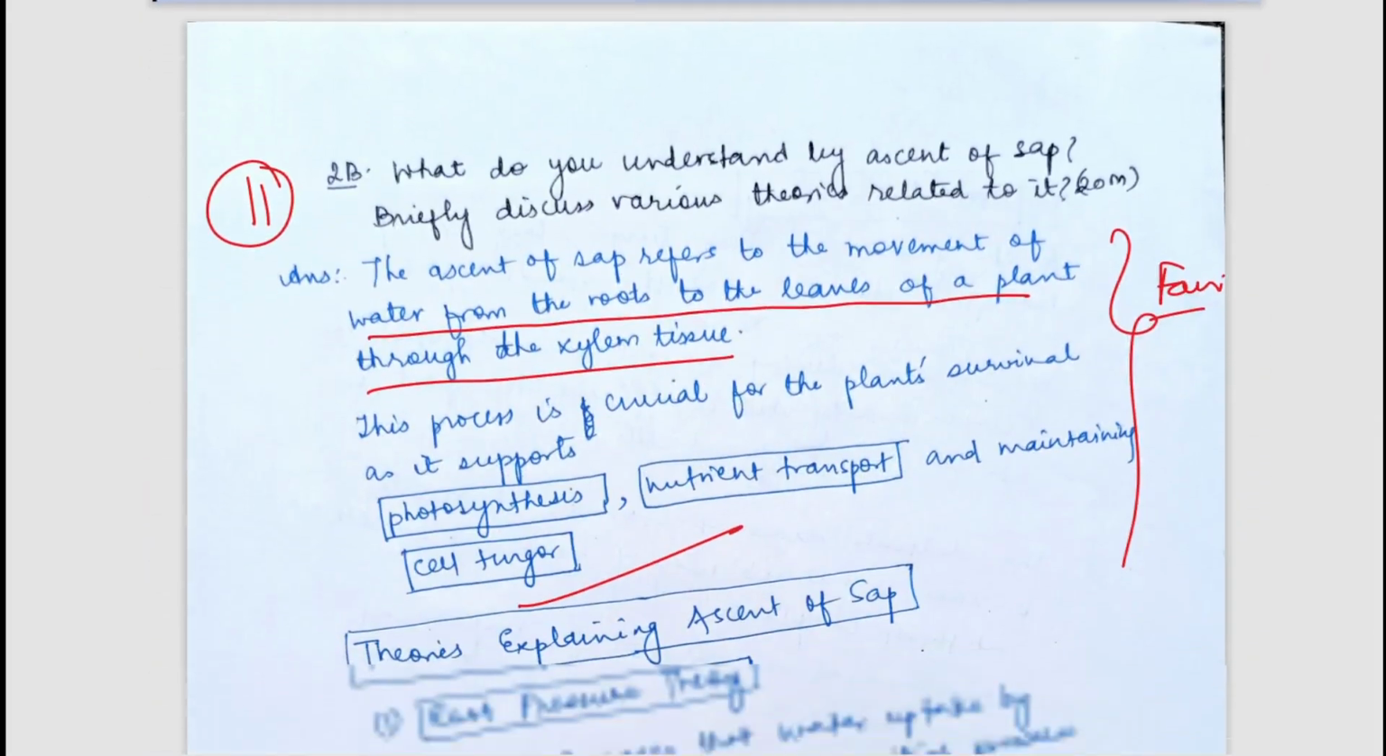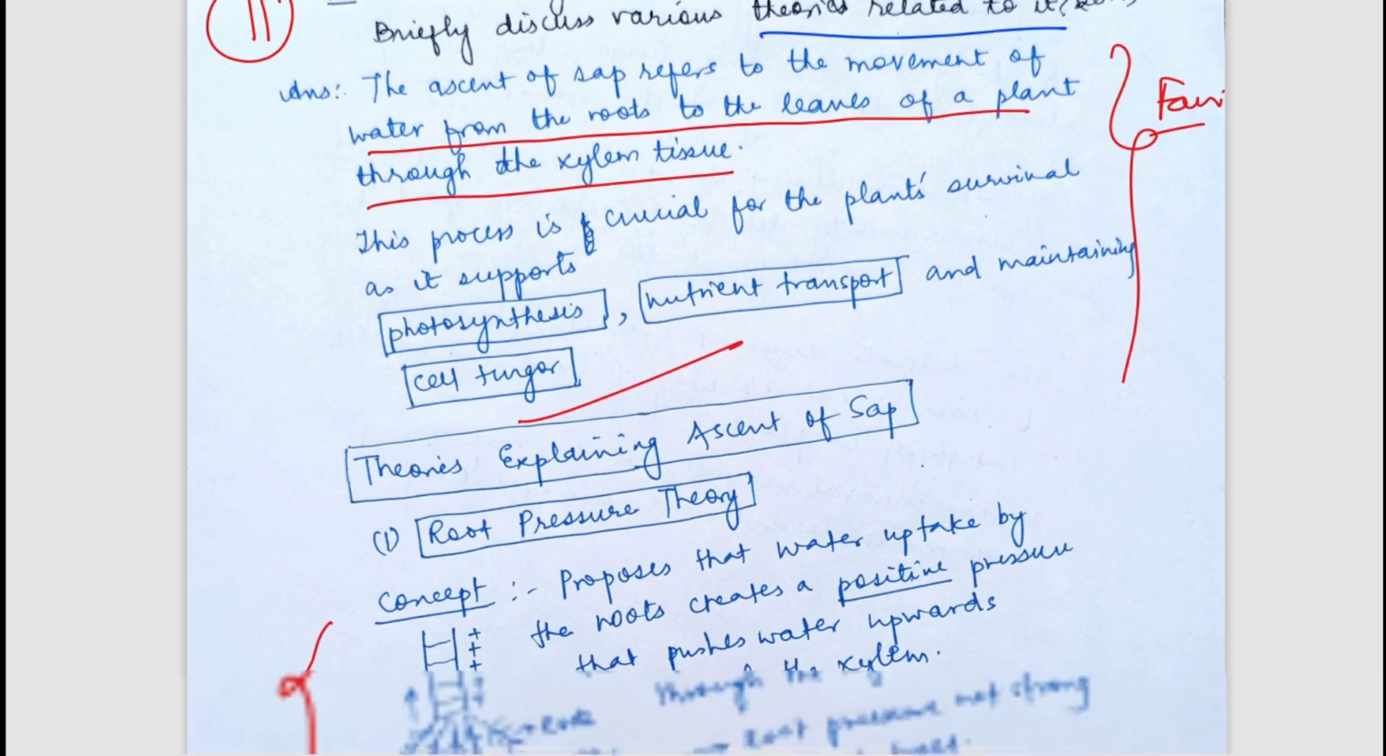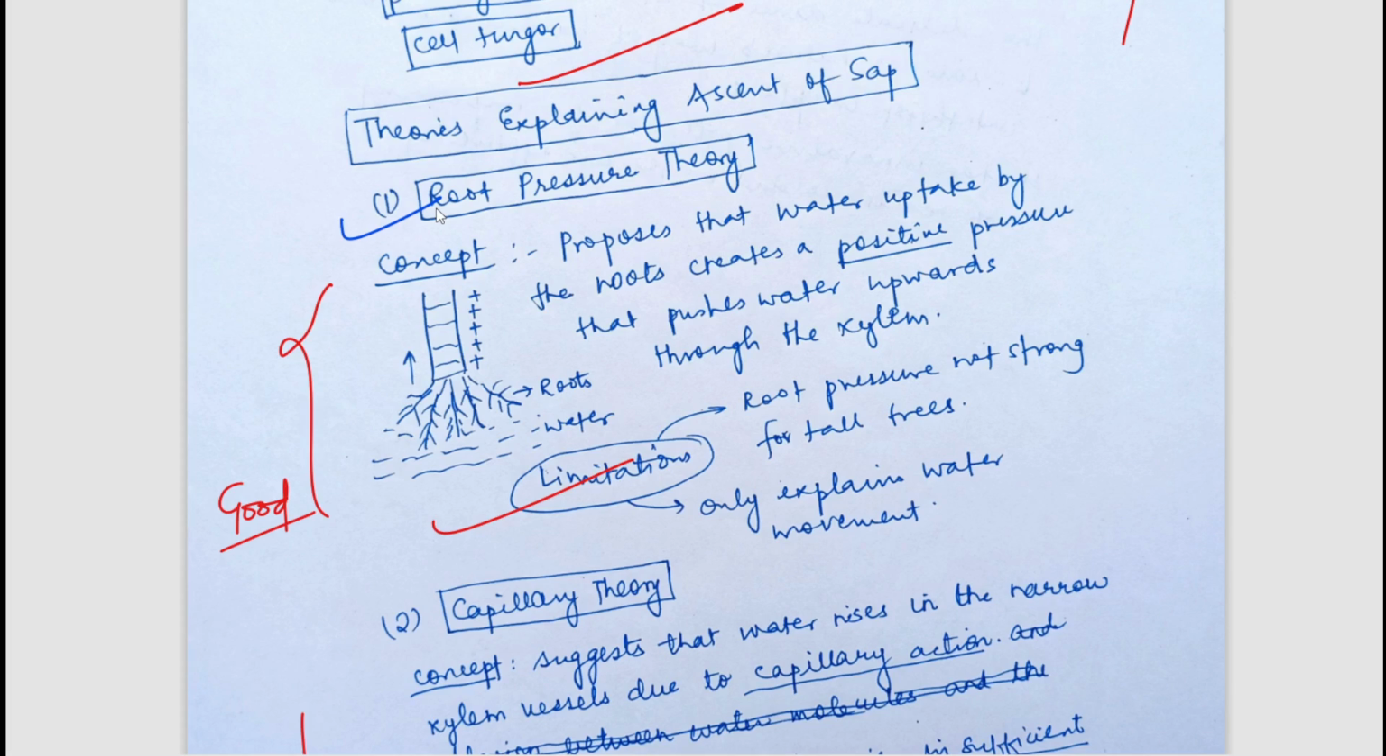Now we will move to the next question. The next question is, what do you understand by ascent of sap, and briefly discuss various theories related to it. So what is ascent of sap? It refers to the movement of water from the roots to the leaves of a plant through xylem tissues. Okay, you all know it. Theories, what are the theories related to it? The major theories are root pressure theory, capillary theory.